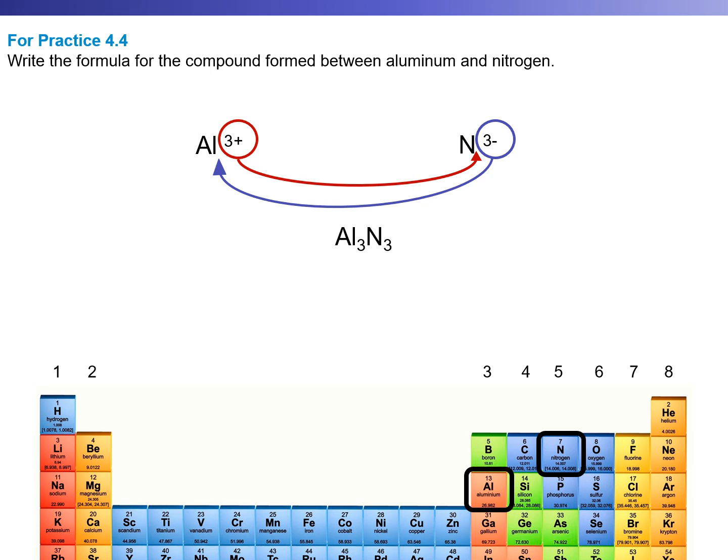So if we think about it, we can divide each one of these numbers in the subscript by 3 and reduce this formula to a 1-for-1. So basically saying that one aluminum cancels out every nitrogen. And we can run the math to prove that.